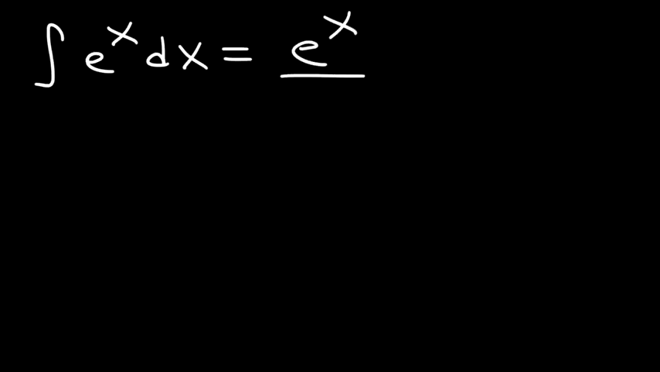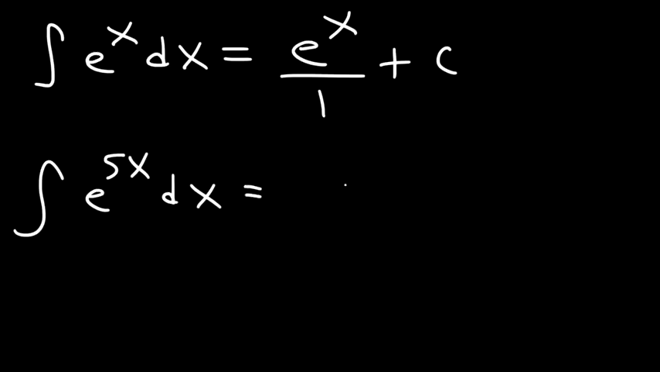Let's say we wish to find the antiderivative of e to the x. It's going to be e to the x divided by the derivative of x, which is 1, plus c. And so it's e to the x. Now let's say we want to find the antiderivative of e to the 5x. Let's write the formula if you wish to follow it.